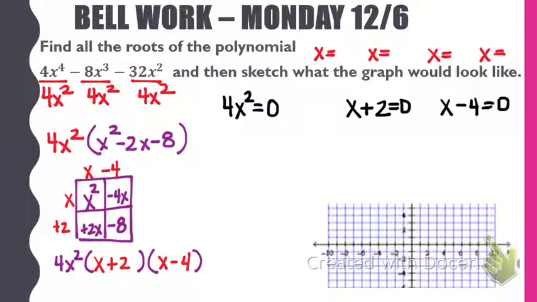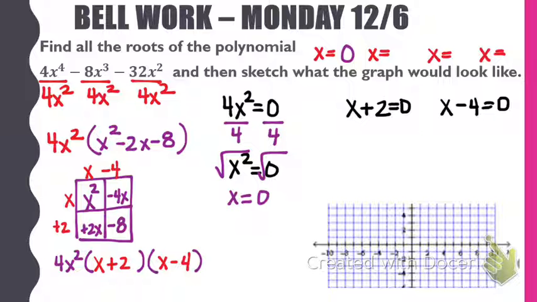So when I solve for x squared equals 0, I'm going to divide it by 4, and then take the square root. So x equals 0 actually counts for 2 answers, but you don't have to write that twice. But it's a double root. And then we subtract the 2. And we add 4.